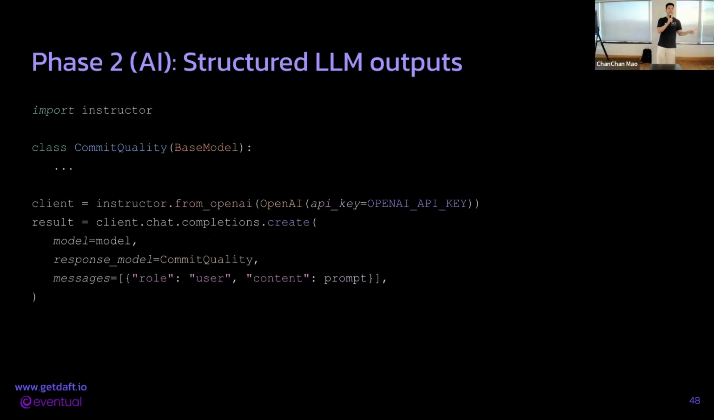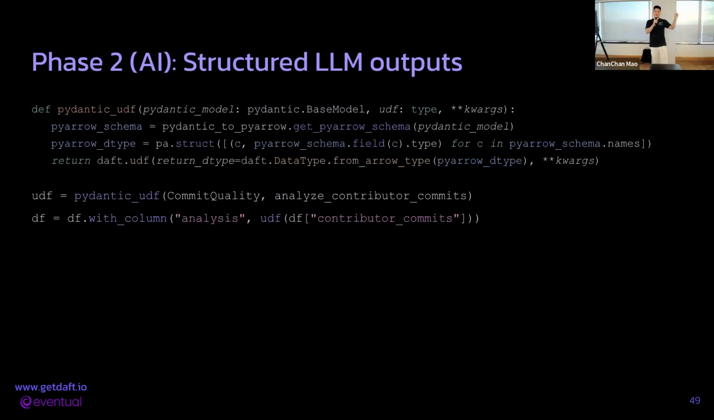Using a library called instructor, all we do is we take this OpenAI client, we put it inside instructor, and we give instructor the Pydantic model that we wanted to use. And lastly, how do we get Daft to use the exact same Pydantic model? We use a library called Pydantic to PyArrow, which takes the Pydantic base model, converts it to a PyArrow schema, and then Daft takes that PyArrow schema and uses it as the Daft return type. In essence, we created a Pydantic model and we used it both to tell Daft what the output of this LLM is and tell the LLM to output in this exact format.